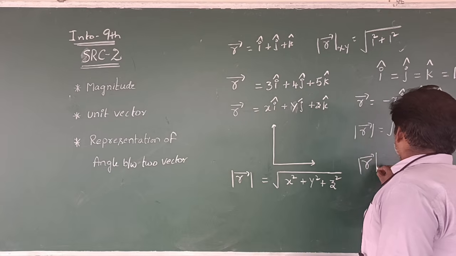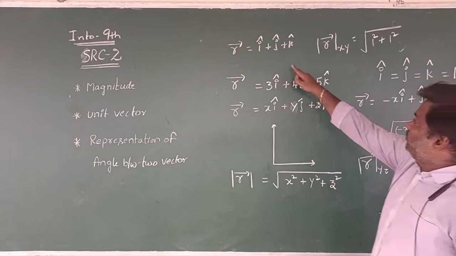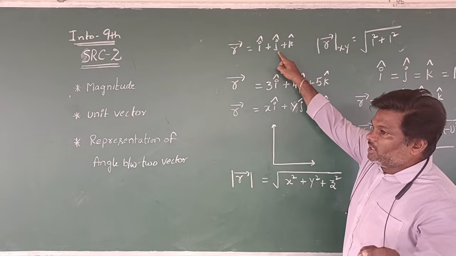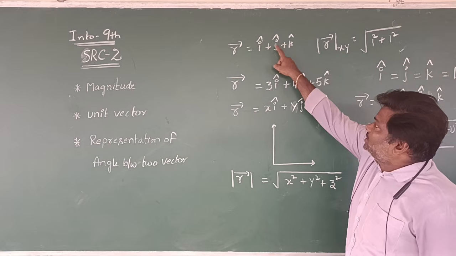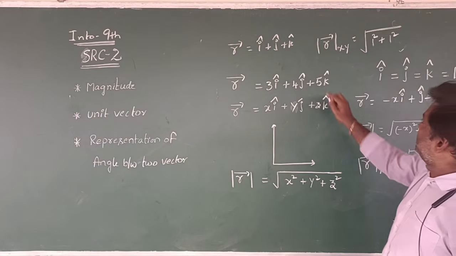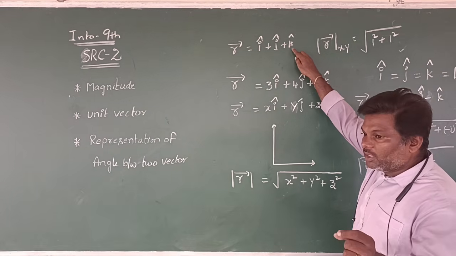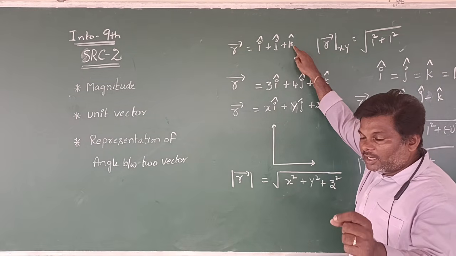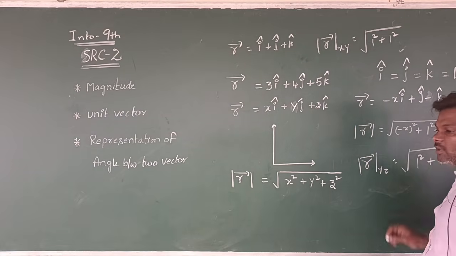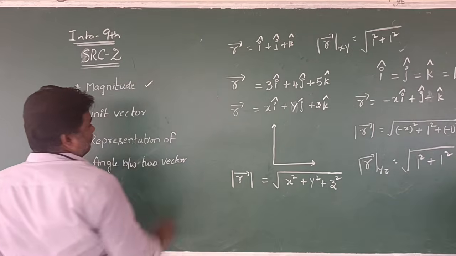R bar in yz is equal to root over y, meaning along the y axis your unit vector is j cap. What is the magnitude here? Nothing is there, so you can take it as 1 square. Along the z axis you have the unit vector k cap and the coefficient of k cap is 1, and you write 1 square. This is your magnitude. This is how we get the idea about the magnitude.